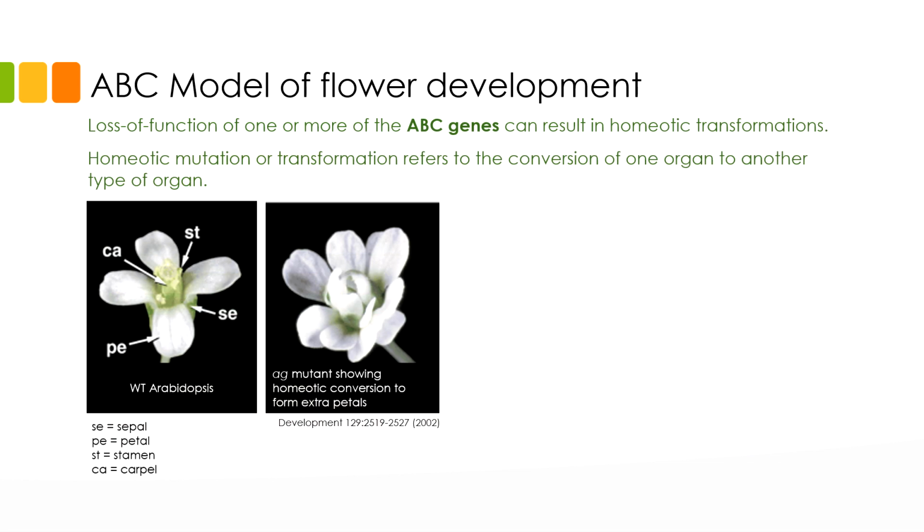The loss of function of one or more of the ABC genes can result in homeotic mutations. Homeotic mutation or transformation refers to the conversion of one organ to another type of organ. To illustrate what homeotic mutations look like, let's look at a normal Arabidopsis flower here on the left. This flower has all the basic structures including the sepals, the petals, stamen, and carpel. On the right, you also have an Arabidopsis flower, but in place of sepals, we only have petals. The conversion of the sepals into petals is an example of a homeotic mutation or transformation.